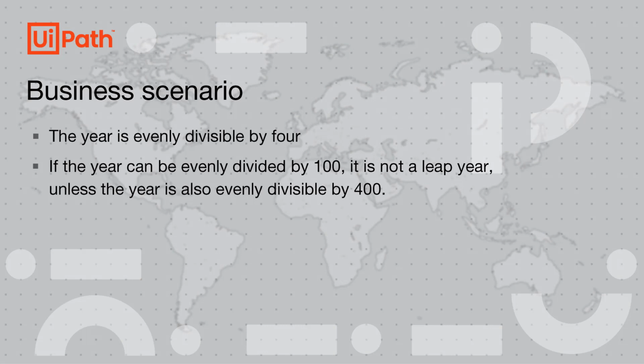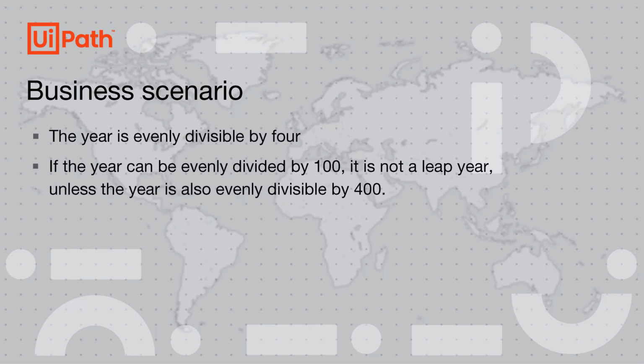For reporting purposes, we need to find out if the reporting year is a leap year or not. Let's start with the logic. A year is a leap year if it meets the following conditions. The year is evenly divisible by 4. If the year can be evenly divided by 100, it is not a leap year, unless the year is also evenly divisible by 400.